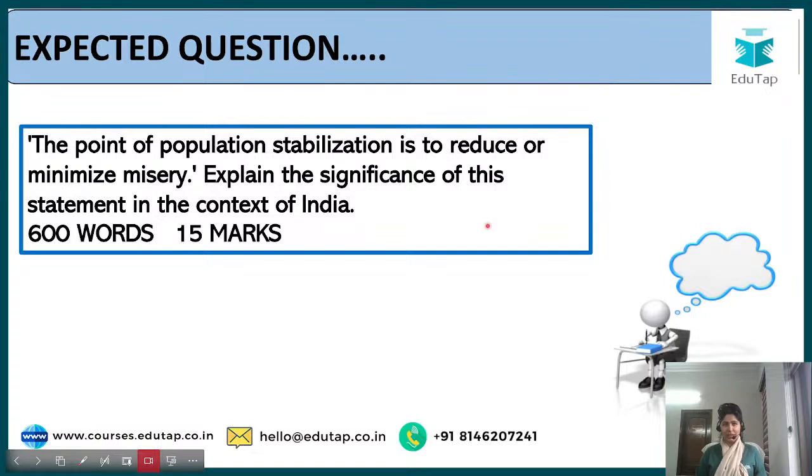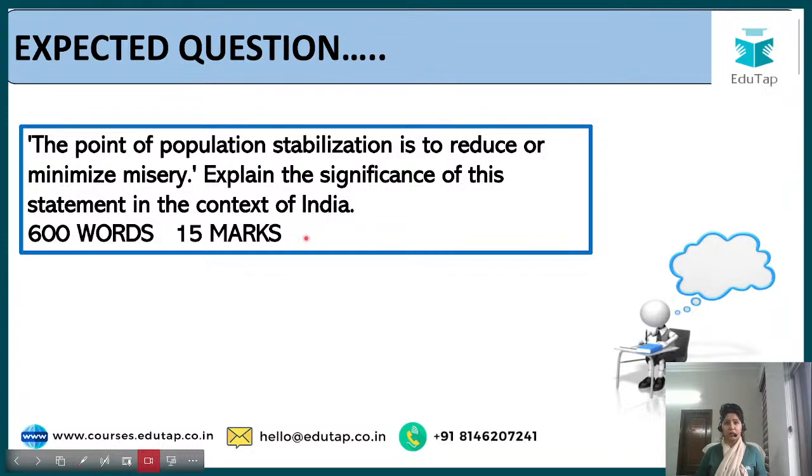So this is the question, guys, and the statement is, quote, the point of population stabilization is to reduce or minimize misery. Explain the significance of the statement in the context of India. Answer in 600 words for 15 marks. Now, it's going to be hard to find keywords and micro questions. What is this statement about, and what significance do we have to explain? The question is asking you to explain the significance of this statement in the context of India.